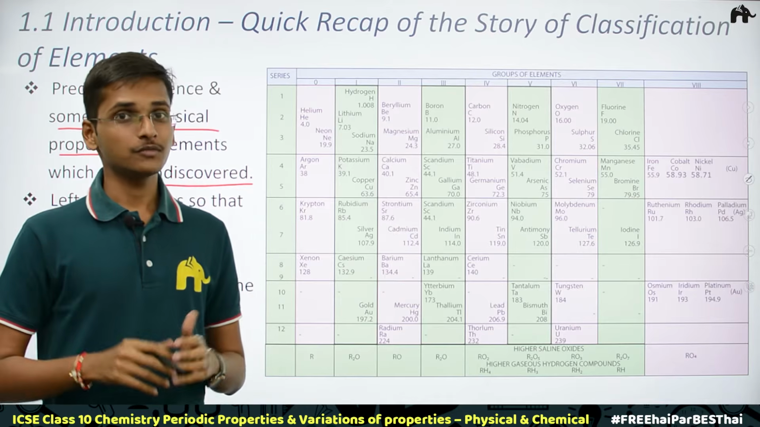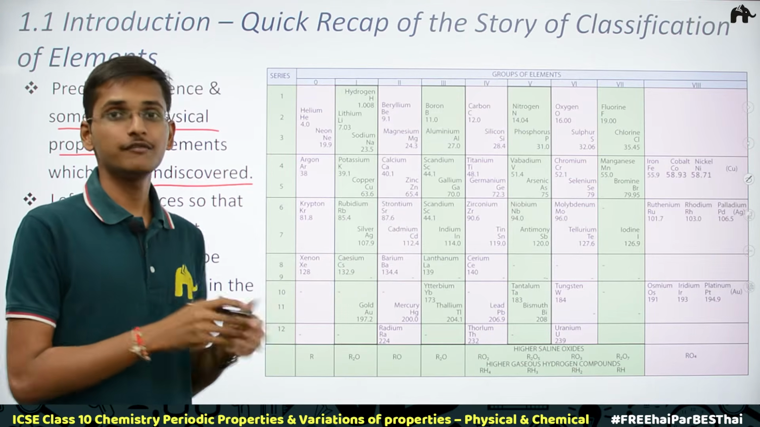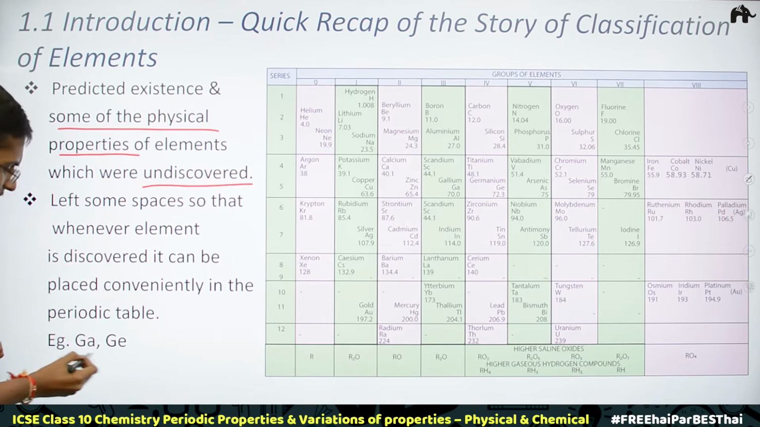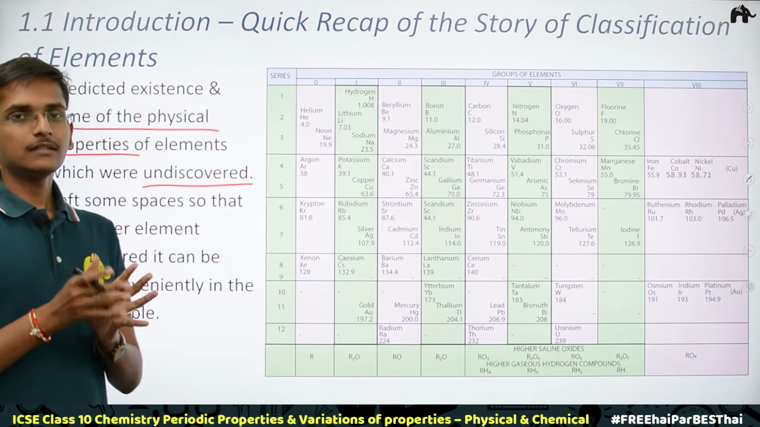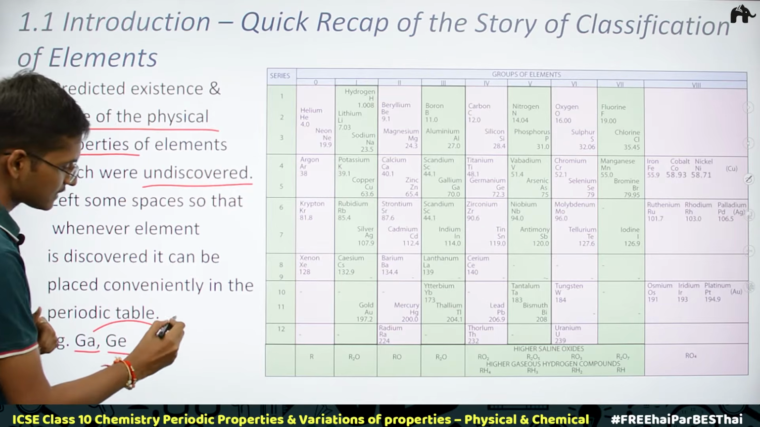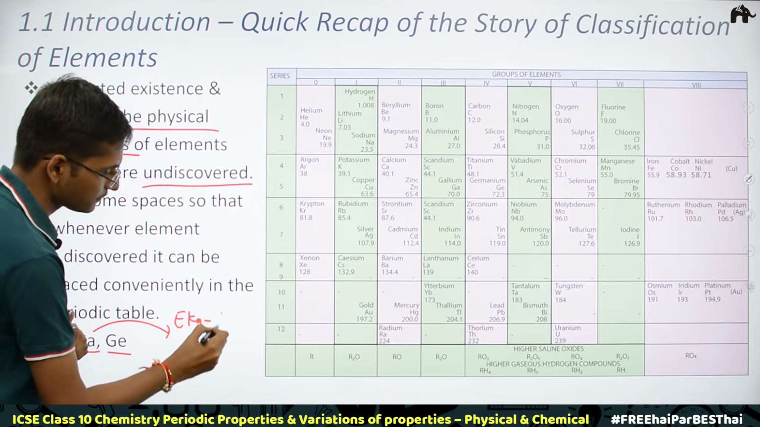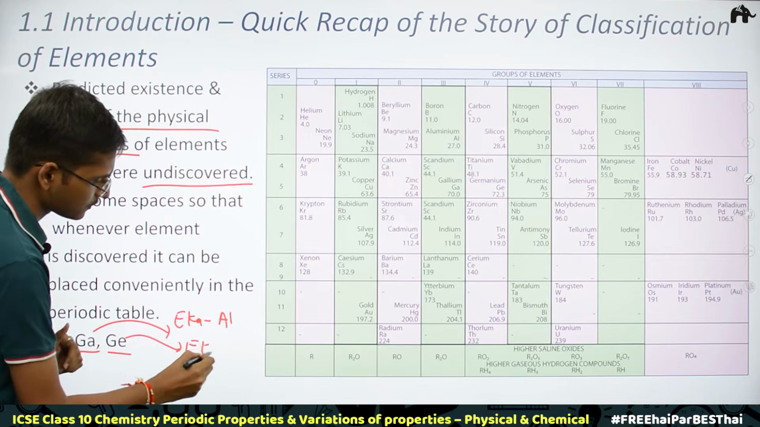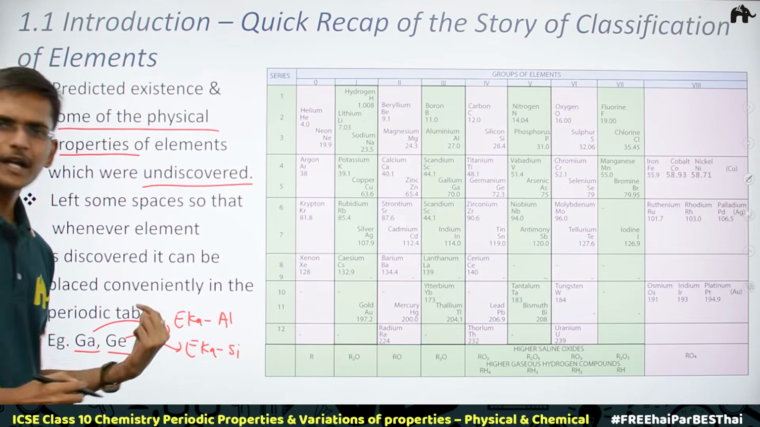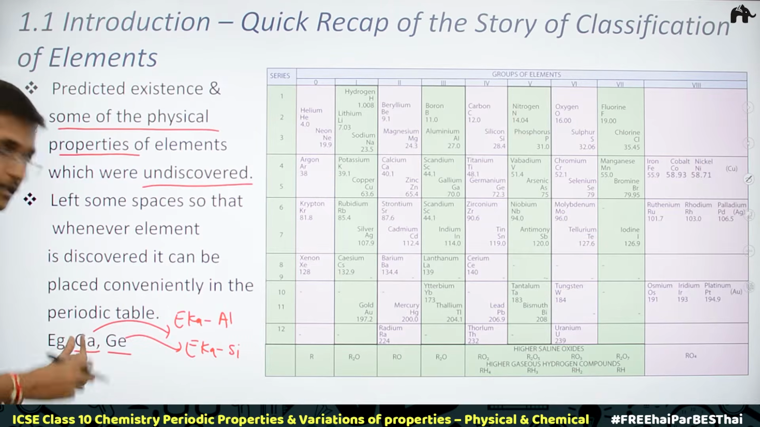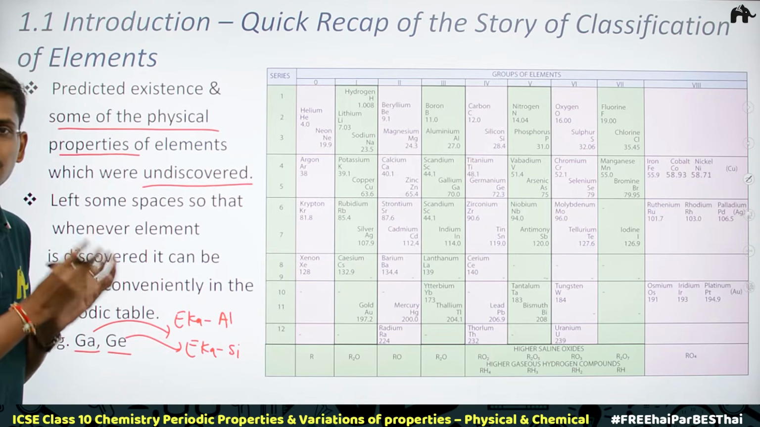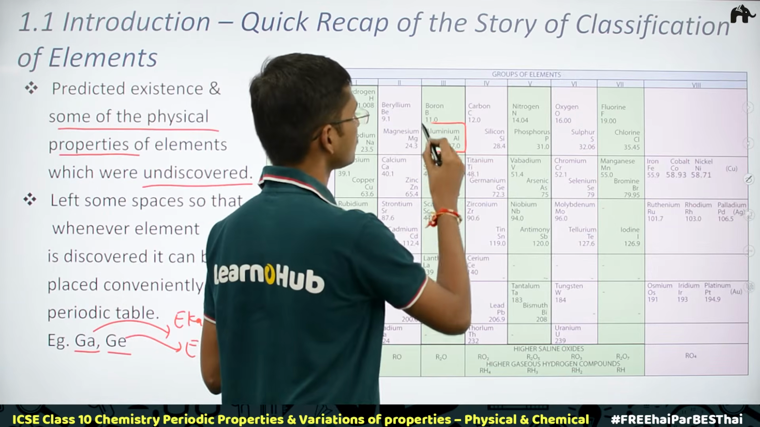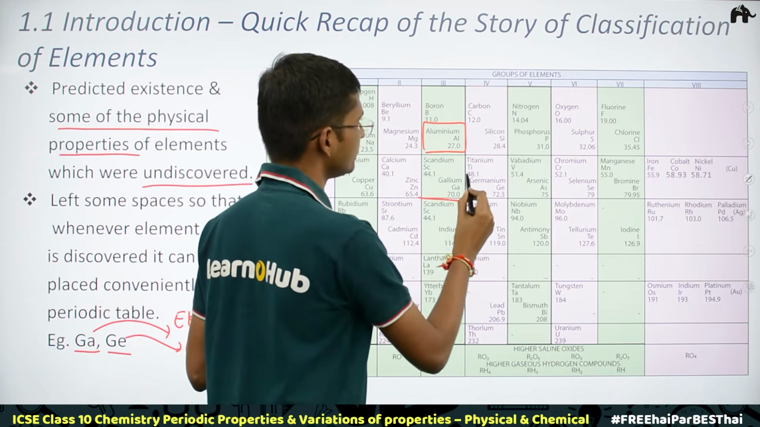Okay. Now, you would be eager to know which elements Mendeleev predicted, right? So, Mendeleev predicted gallium and germanium. Okay. So, he called gallium Eka aluminium. Okay. I won't write the aluminium spelling. And then Eka silicon. Okay. Now, why did he call it Eka aluminium? Because he left a space below aluminium. You can see here, this is aluminium. So, he left a space below aluminium here.